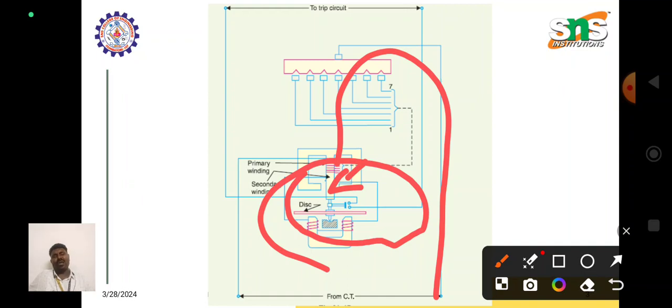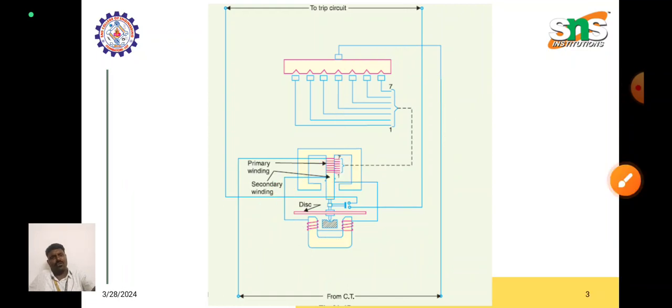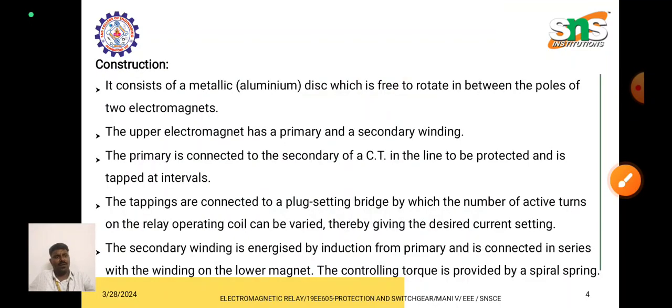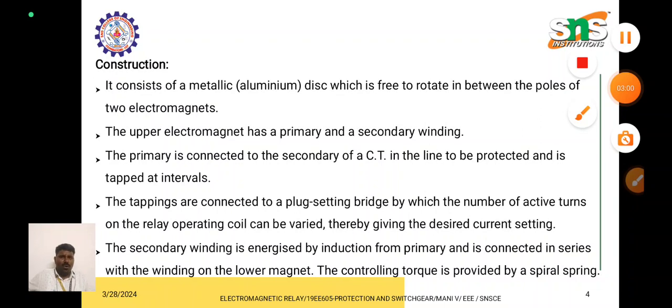Both fluxes interact with the aluminum disc. Due to the forces that interact, the aluminum disc gets rotated. The disc tries to rotate in either direction, and the fixed contact and moving contact get closed, so that we can trip the circuit breaker and isolate the faulty section. That is the non-directional relay.